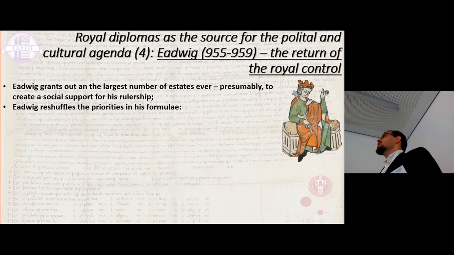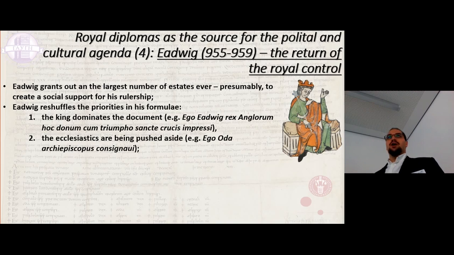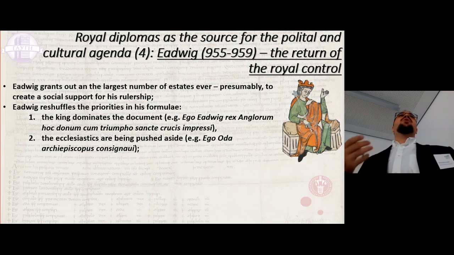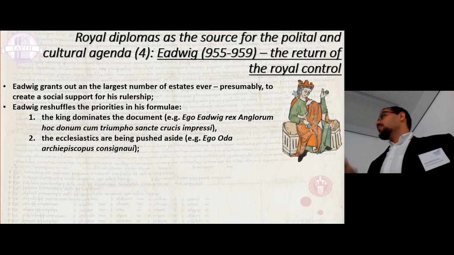He was reshuffling the priorities in his formula. Next one, please. For example, the scribe would refer to the king as Ego Eadwig Rex Anglorum hoc donum cum triumpho sanctae crucis impressi, whereas Oda would be just ego Oda archiepiscopus consignavi. And this is said to be not just a coincidence, this is said to be the reflection of the inner politics at the court. Next one, please.